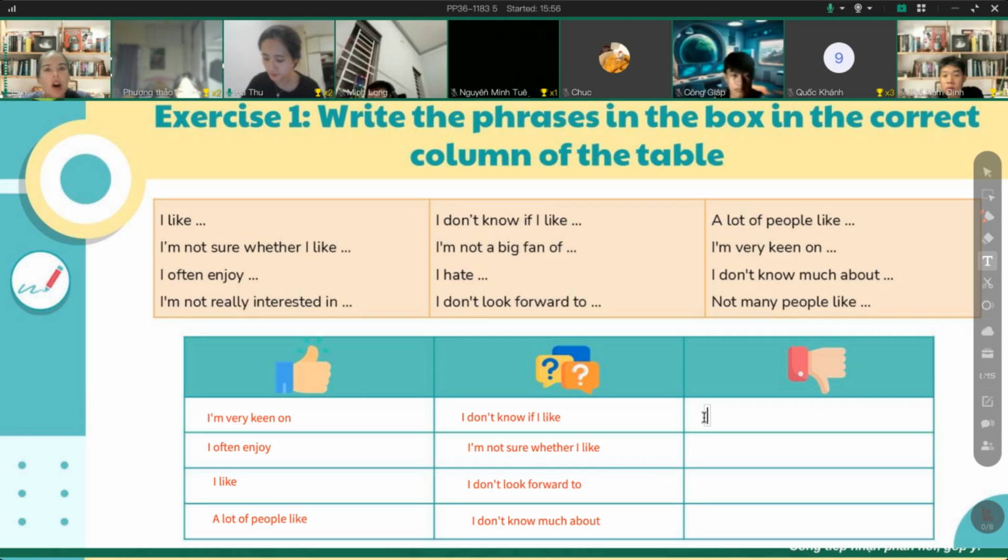Okay. Lastly, Min Long, what did you put in the last column? I hate. Not many people like. Okay, what's next?